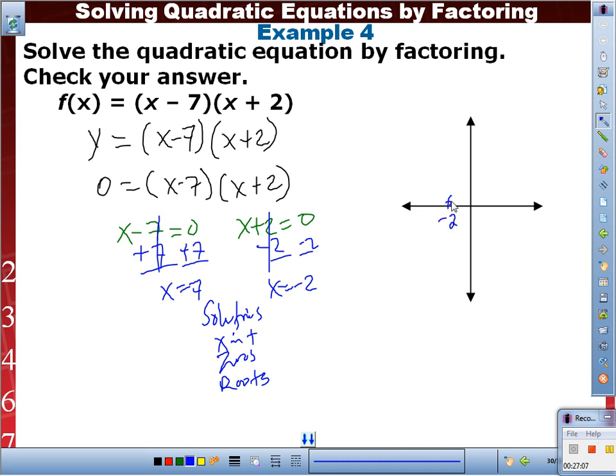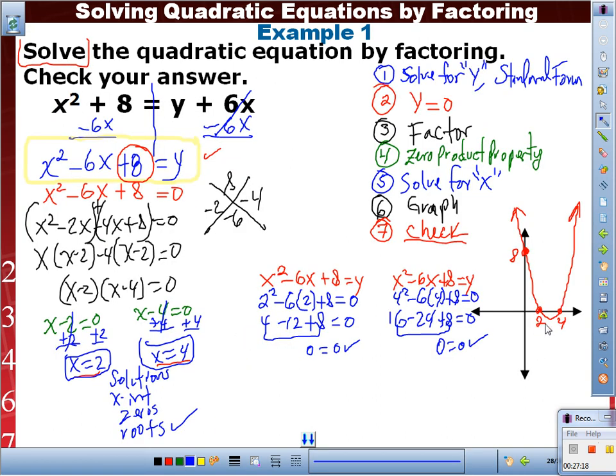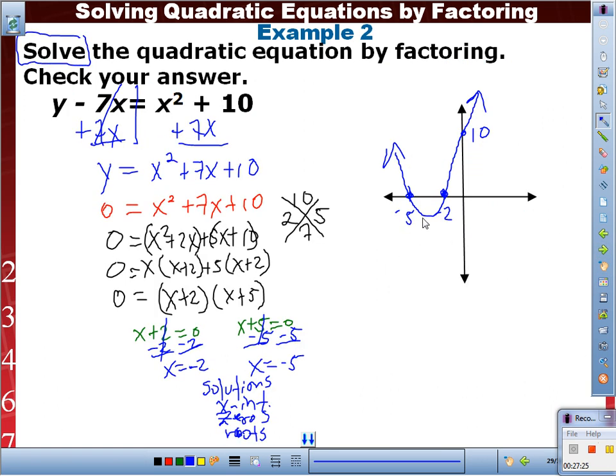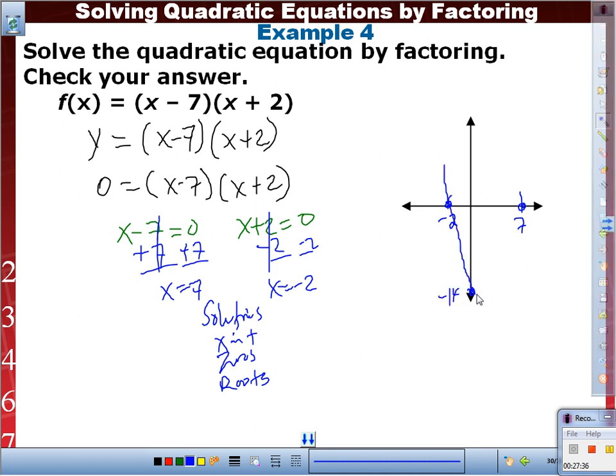-2, +7. But there's a dilemma here. Look up really quick. We need a y-intercept, don't we? So look up. What are the roots here? And what is the y-intercept? What are the roots? And what is my intercept? So tell your neighbor the y-intercept for this one. -14, from left to right.